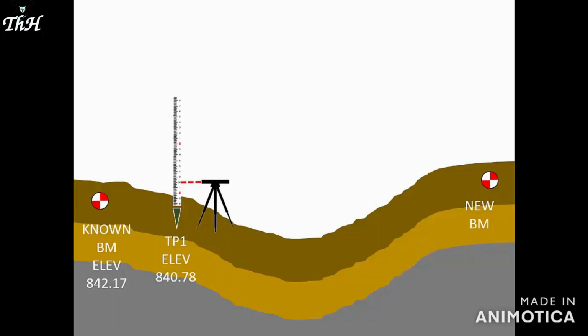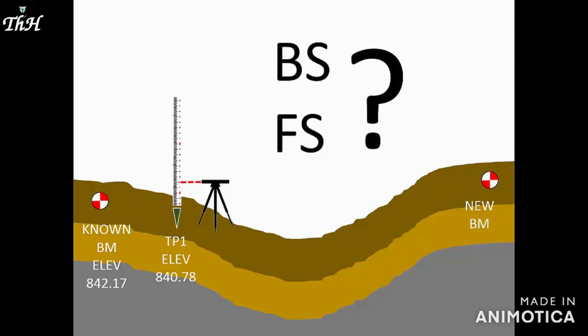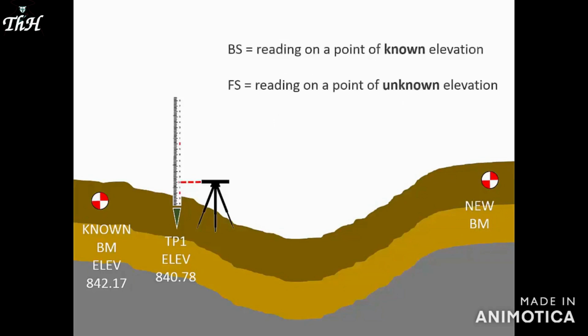Now, here's an important question. Will this reading be a backsite or will it be a foresight? Remember, a backsite reading is a reading on a point of known elevation, and a foresight is a reading on a point of unknown elevation. So, which is it in this case?